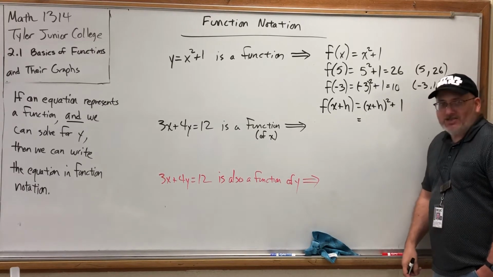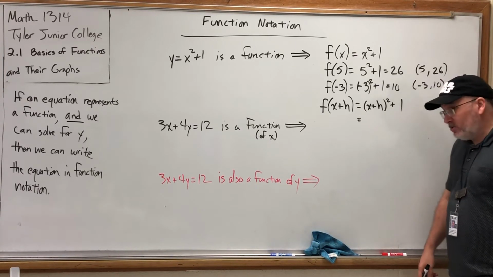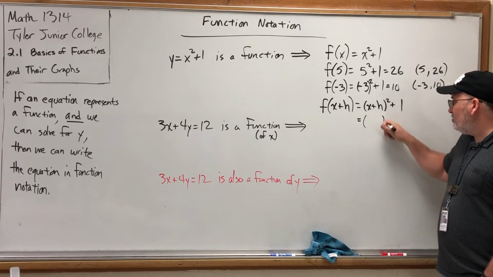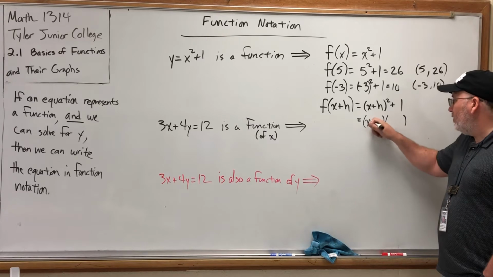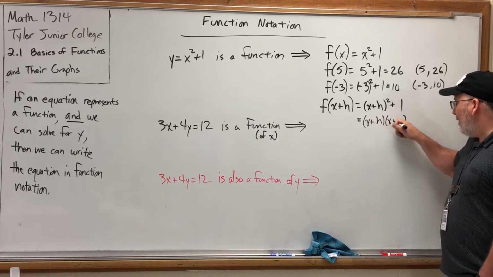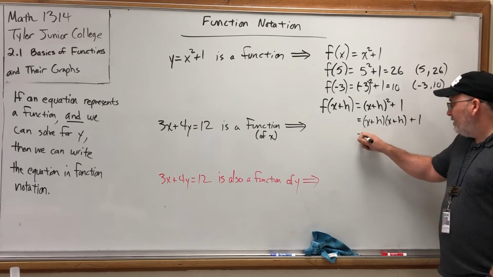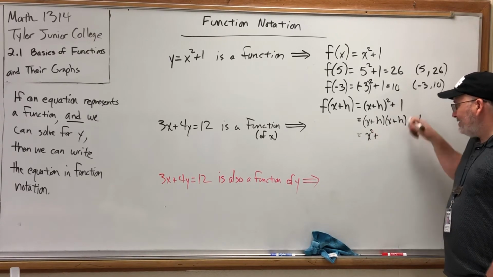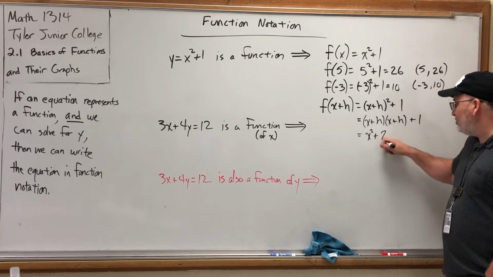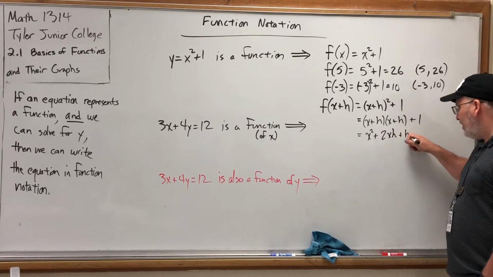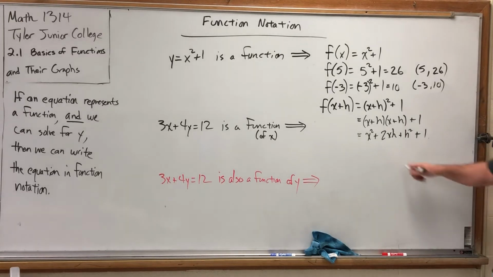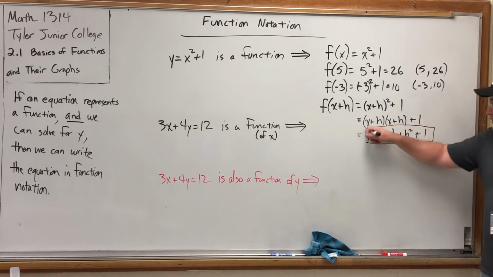Warning, don't write x squared plus h squared. There is no such distributive property. But squaring a binomial means to write it twice and FOIL it, if you will. I'm going to spare you the details. If we were to FOIL this, we would get x squared. We would get xh, but we would get it twice. So 2xh plus h squared, then plus 1. There are no like terms to combine, so this would be our final answer.